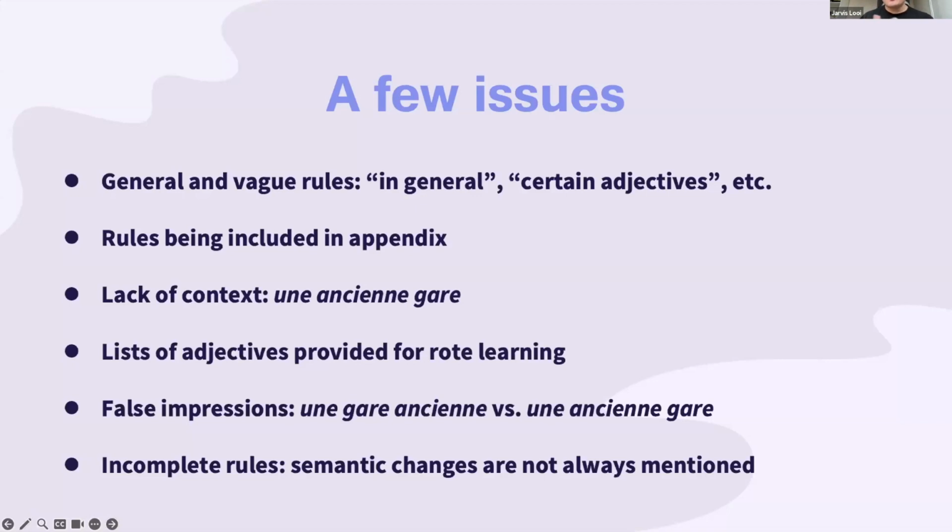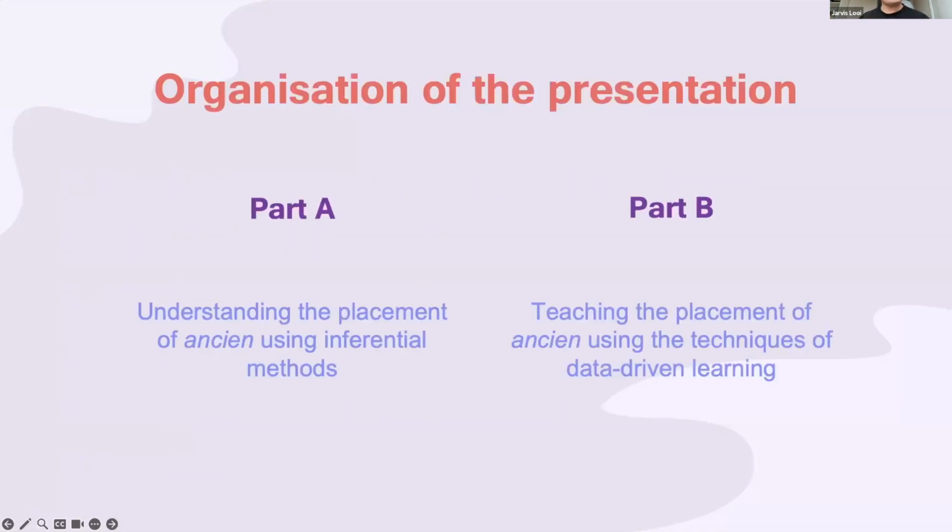Lastly, these manuals do not always mention the semantic variability associated with the placement. In corpus linguistics, we know that it is always the common and easy adjectives that can be placed in both positions and therefore are polysemous. Hence, not teaching this grammatical phenomenon to beginners potentially puts them in situations where they cannot comprehend some of the most common adjectives. So in this presentation, there will be two parts. In the first part, we'll try to understand the placement of ancien using statistics, and then we'll move on to the second part where we try to create DDL activities using the data analysis.